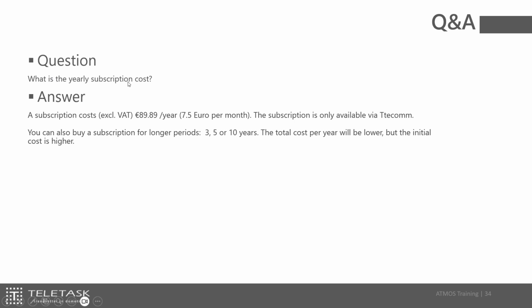Question, what is the yearly subscription cost? Well, the subscription cost is fixed on TT Ecom platform, and it's €89 per year. It's about €7.5 per month, and it's only available on TT Ecom. You can also buy a subscription for longer periods, 3 years, 5 years, 10 years. The total cost per year will be lower, of course, if you go for more years.